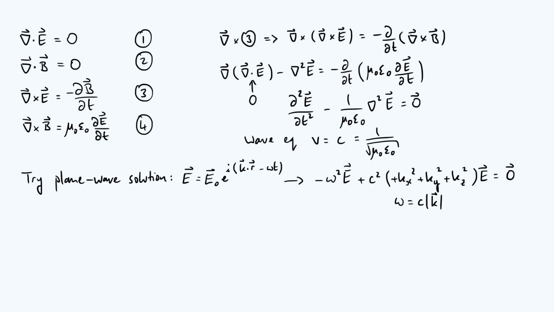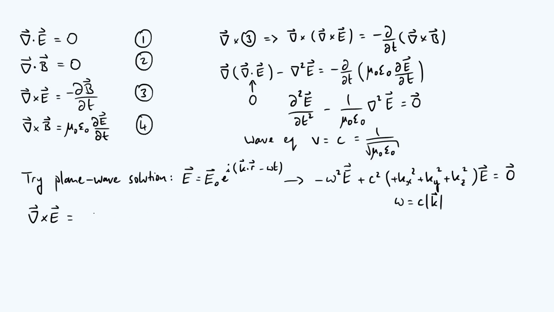Now we want to see how the magnetic field behaves and investigate how the E and B fields are related to each other. There are different ways to do this. The approach I'm going to take is to use equation 3, because we already have an expression for E, so we could substitute that into equation 3 and then integrate with respect to time to find the B field. So the first thing I'd like to do is find the curl of E, given that we know that a solution for E looks like that plane wave.